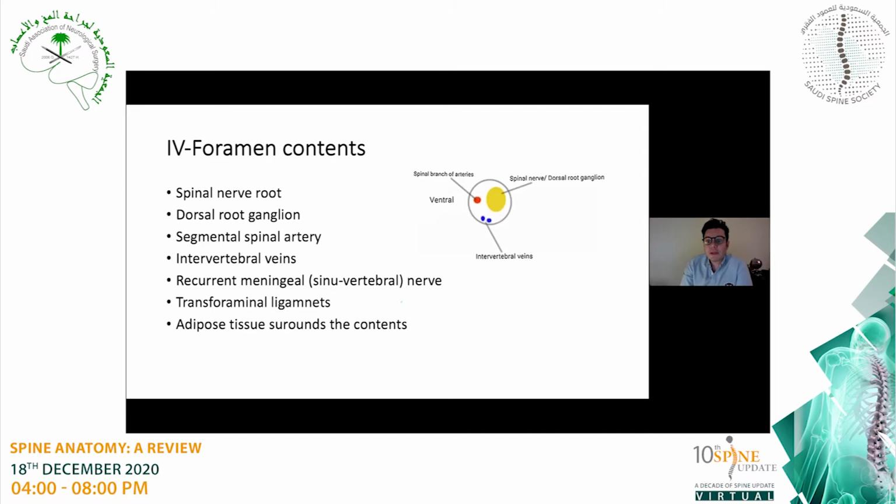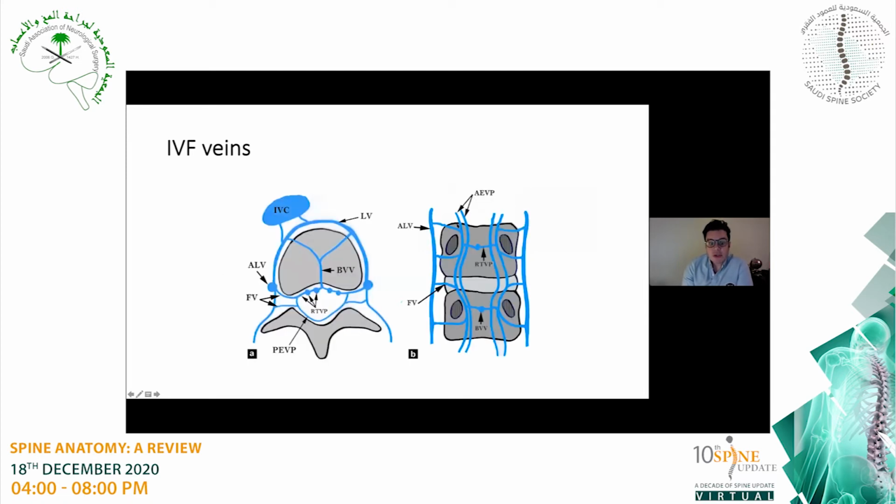Contents of the foramen are the spinal nerve, dorsal root ganglion, spinal branch, and the veins. The recurrent meningeal branch also, we will see it soon, and adipose tissue surrounding all these structures.